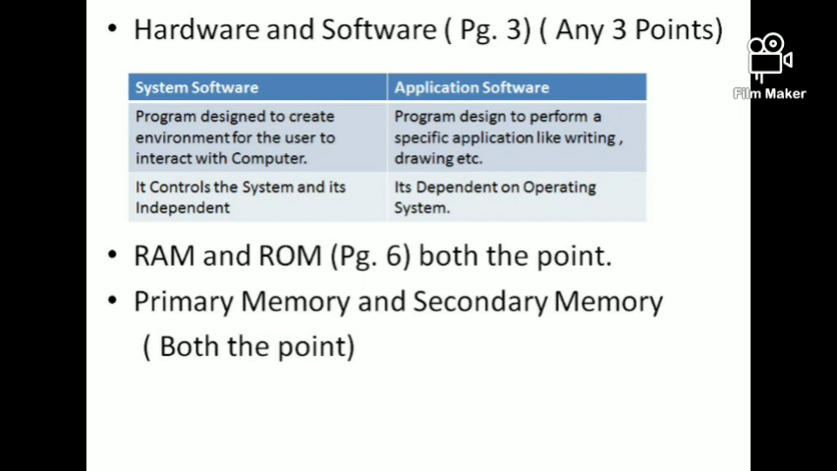Next question, difference between system software and application software. System software: programs designed to create an environment for the user to interact with the computer. Application software: programs designed to perform a specific application like writing, drawing, doing some kind of calculation, etc. System software controls the system and is independent, whereas application software is dependent on the operating system.